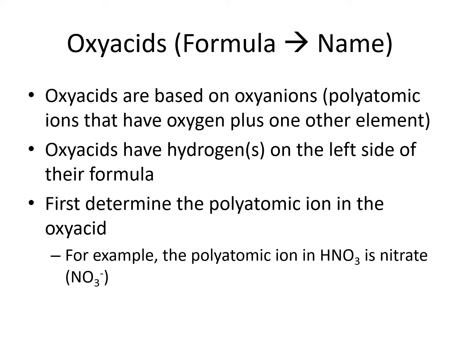Simple binary acids have a single nonmetal with hydrogen. Oxyacids are based off of oxyanions. Remember, oxyanions have a single nonmetal bonded to some oxygens. In the oxyacid, there would be enough H pluses to balance out the charge of the oxyanion. To go from the formula to the name, we would first need to identify the name of the oxyanion. For example, HNO3 contains nitrate.